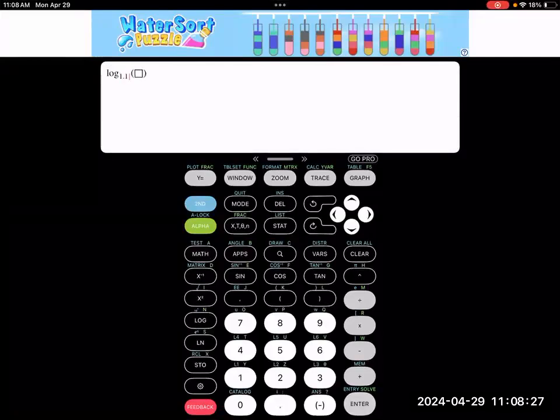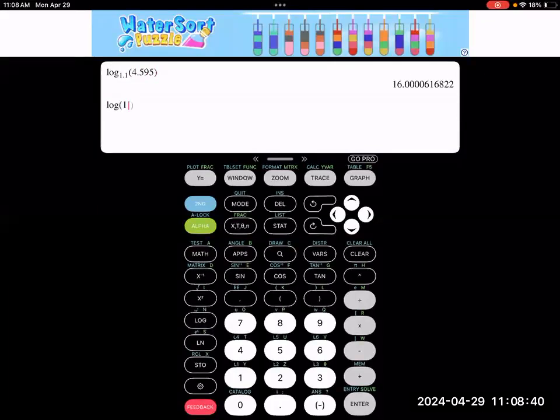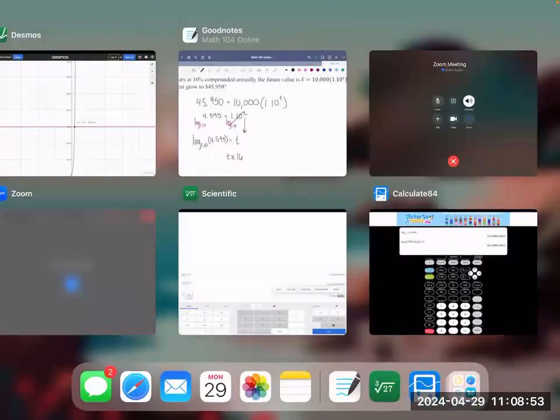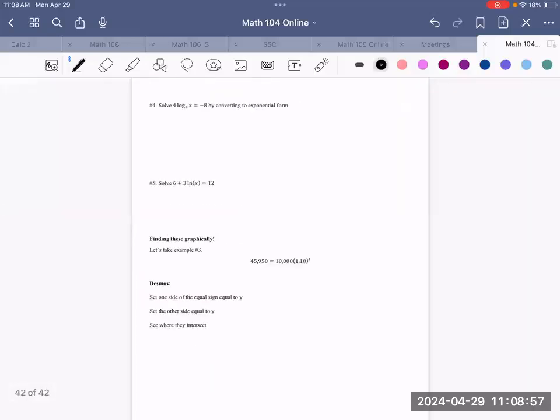We have 1.1, we have 4.595. Or if you wanted, you can do the change of base formula, perhaps if you don't have the fancy button. So we're going to divide that value by this value. And notice it comes up with the exact same. All right, to make sure, you can try it graphically as well.